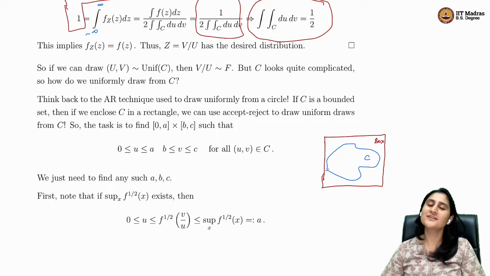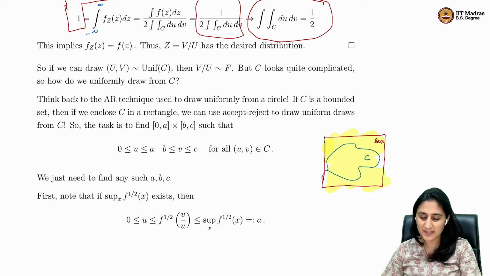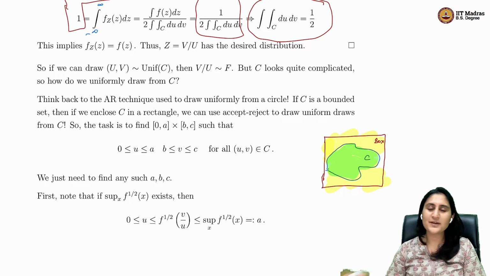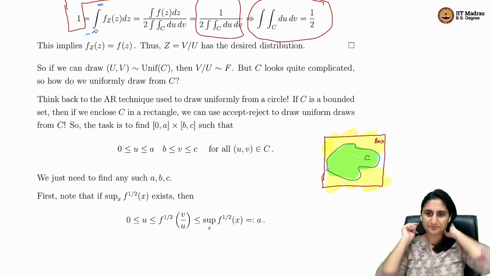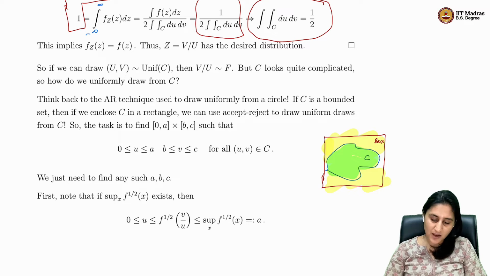Now, if I have enclosed it within the box, then it's similar to the way we did sampling from the circle. If I draw uniformly from within the box, and exclude all the points that are outside of C and only choose the points that are inside, then that is going to be my desired distribution. So I just do accept-reject from inside the box.